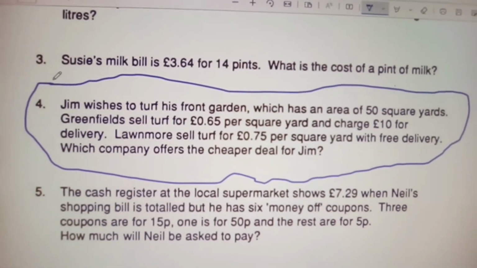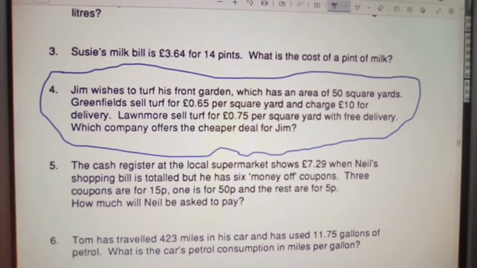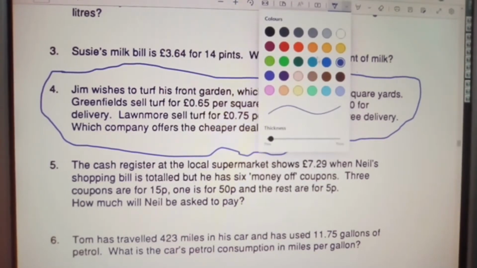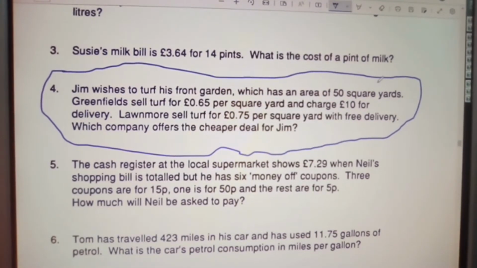So what we need to do now is convert this to meters. Let me change the color of my pen. And I want to put this into meters, okay? Let me just put my pen back there. We're going to make that meters, okay?